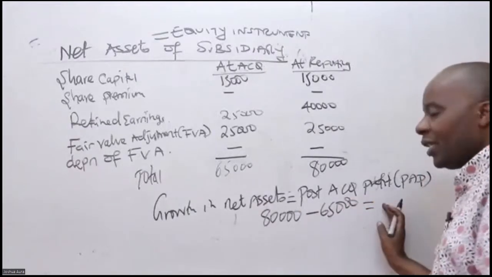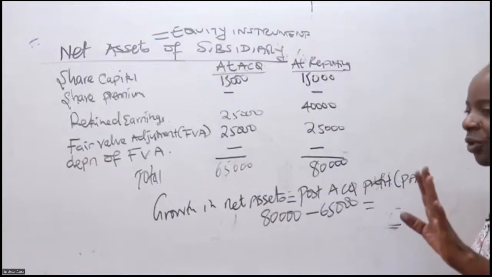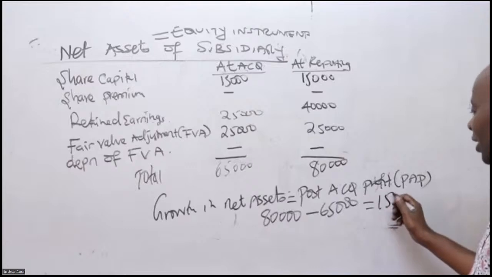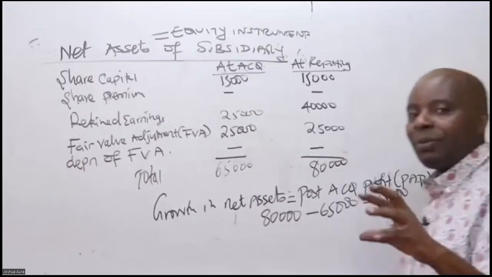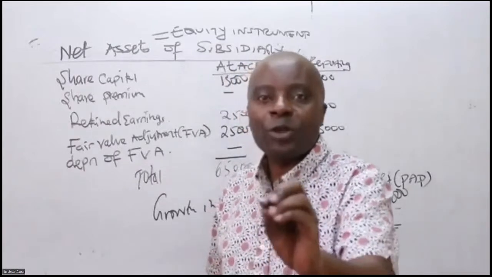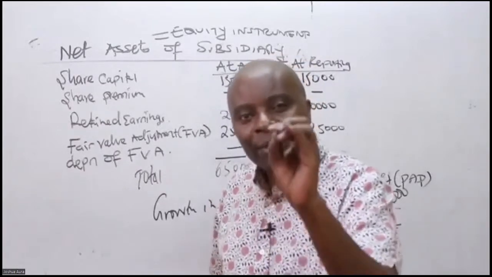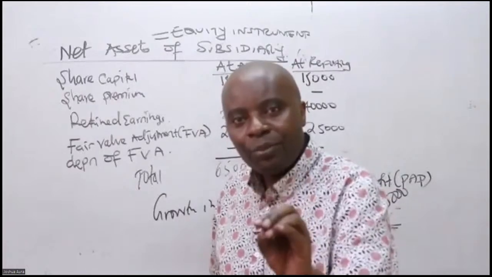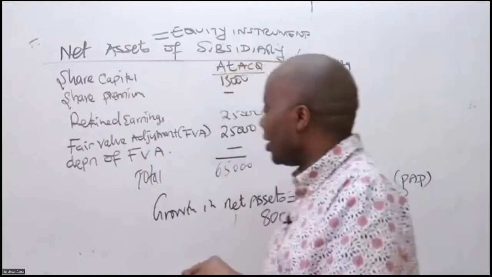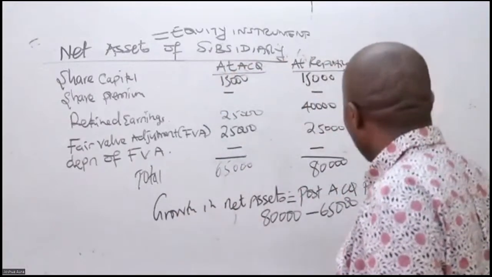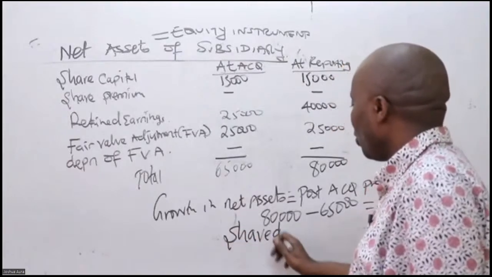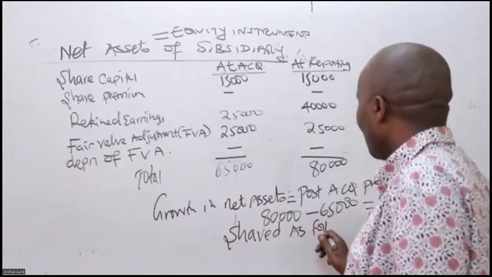So could you kindly give me this answer? 80,000, don't write anything. 15,000, thank you very much. So this is 15,000. This is basically the wealth that the subsidiary has generated since it was acquired. The wealth must be shared out between the two owners of this company. So in this case, this is shared as follows.